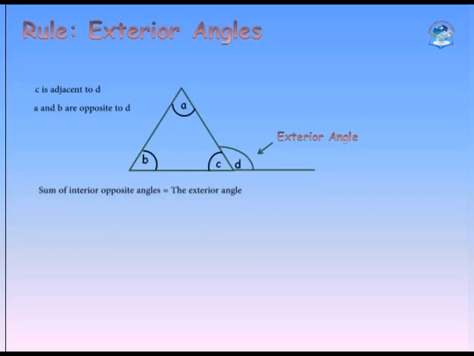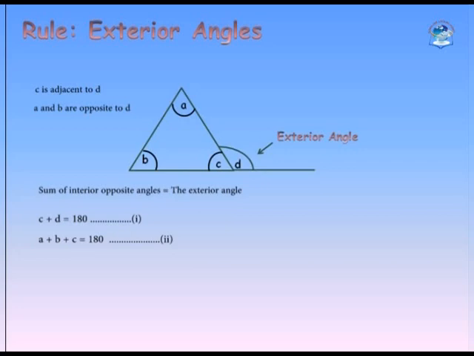First thing we notice is that the angles C and D are on a straight line, and so C plus D is equal to 180 degrees. We call that equation 1. Again, we know that the sum of all the interior angles of a triangle is 180 degrees, and so A plus B plus C is equal to 180 degrees. We call that equation 2.